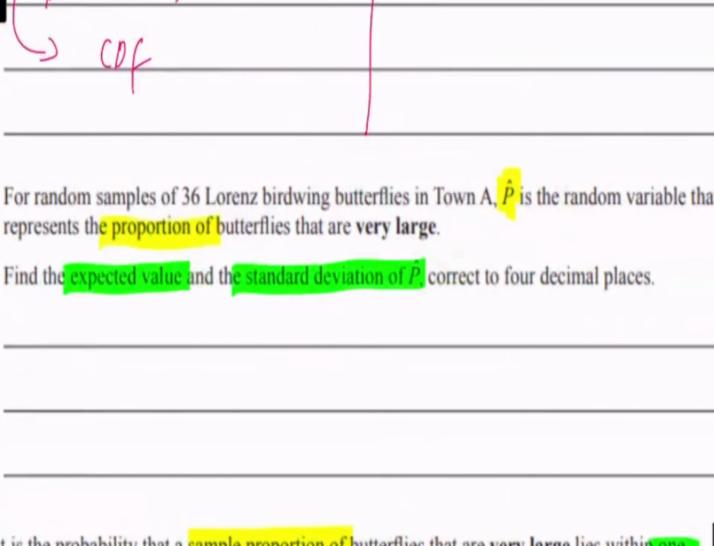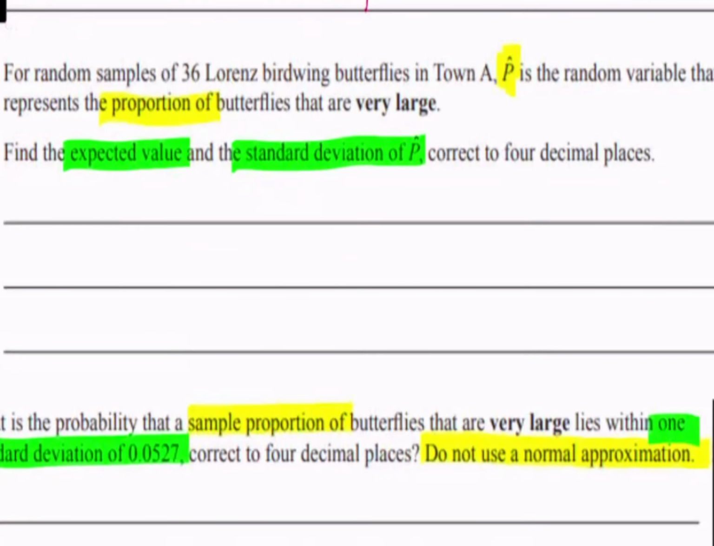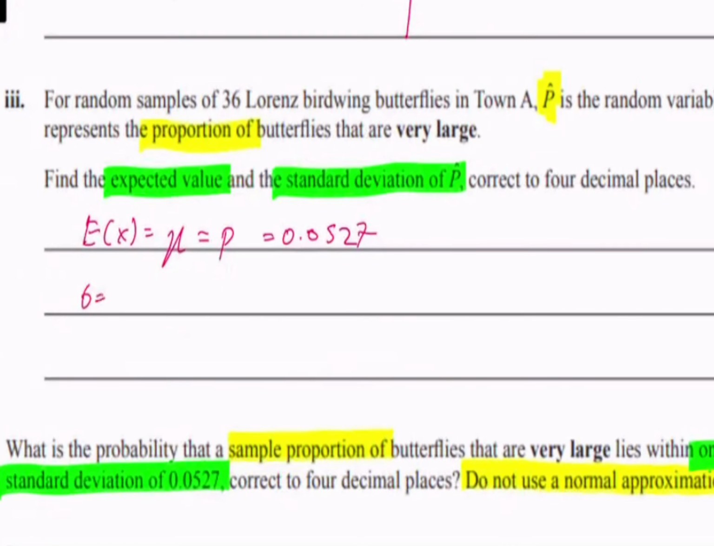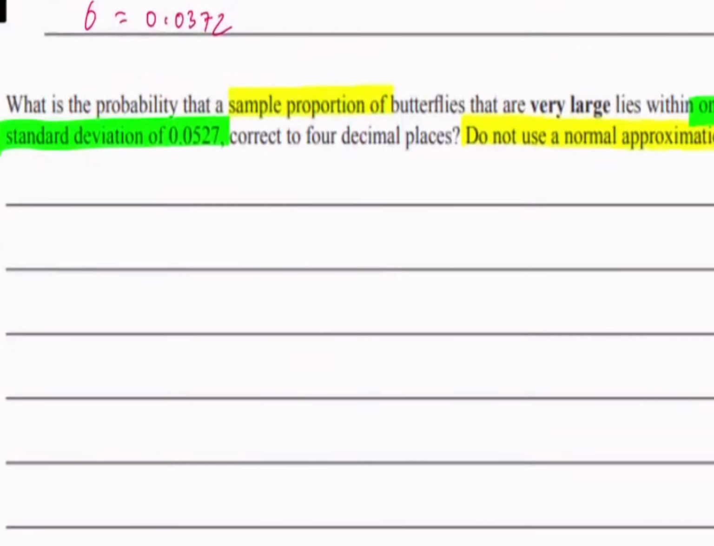We're moving on to sampling now. So find the expected value and standard deviation. We know in sampling the expected value, which is mu, is p. In this case it is 0.0527 because they gave that to us here. Standard deviation is square root of p(1 minus p) on n. So p is this one and n is 36 because that's also given in the question. And if you put that into your CAS to 4 decimal places, standard deviation is 0.0372. So no tricks here, you just use the formulas.